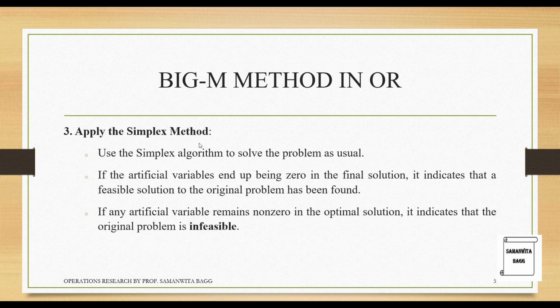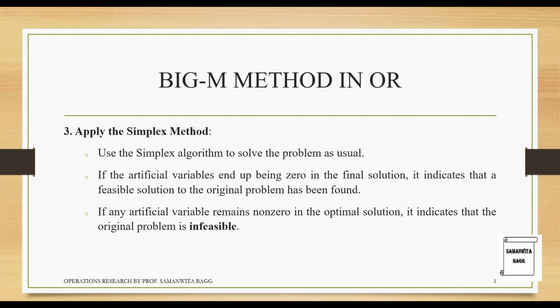Third step is apply the simplex method. Use the simplex algorithm to solve the problem as usual. If the artificial variables end up being 0 in the final solution, it indicates that a feasible solution to the original problem has been found. If any artificial variable remains non-zero in the optimal solution, it indicates that the original problem is infeasible.